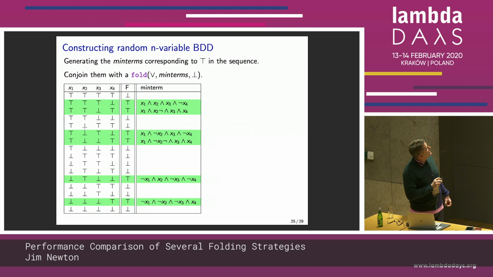Each min term is the same except it has the same literals, x1, x2, x3, x4, with some of them negated and some of them not negated. So choose some yeses and nos to distribute across these min terms, and then use fold to OR them all together.